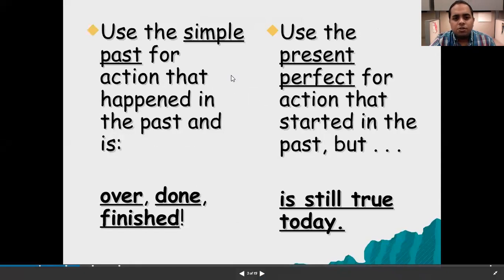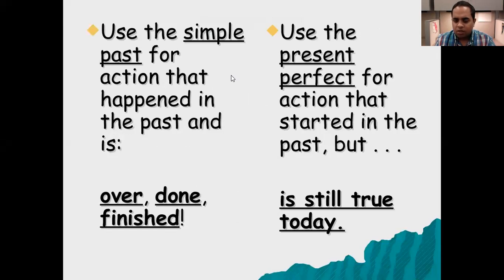Okay, so use the simple past for an event that was finished. Use the present perfect for an event that has not finished.